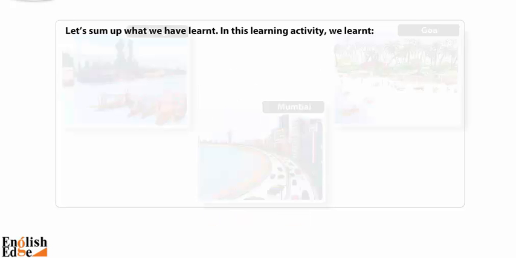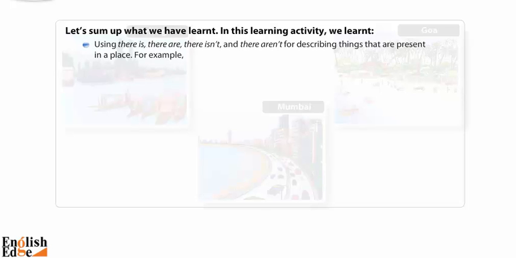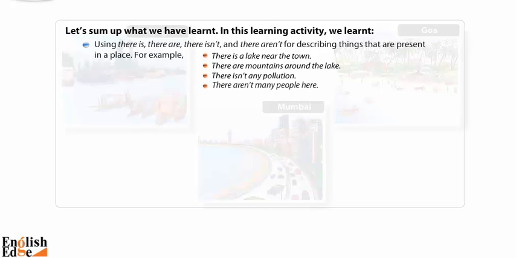Let's sum up what we've learnt. In this learning activity, we learnt using there is, there are, there isn't, and there aren't for describing things that are present in a place. For example, there is a lake near the town. There are mountains around the lake. There isn't any pollution. There aren't many people here.